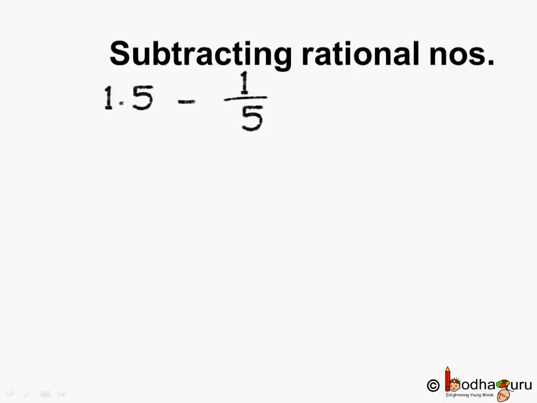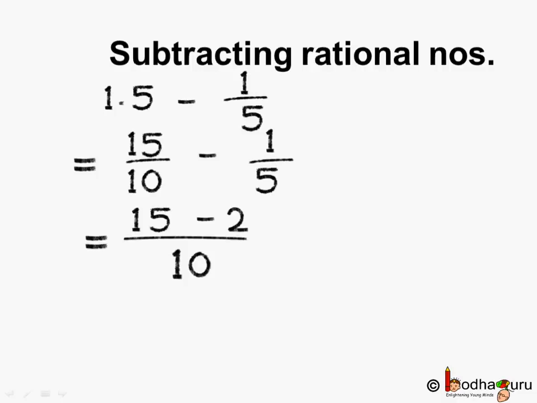Now let us subtract rational numbers and see. Here we have 1.5 minus 1 by 5. Now 1.5 can be written as 15 by 10 minus 1 by 5. Taking LCM, we get the LCM of 10 and 5 is 10, and here we get 15 minus 5 2s are 10, so 2 multiplied by 1 we get here 2. This becomes equal to 13 by 10.